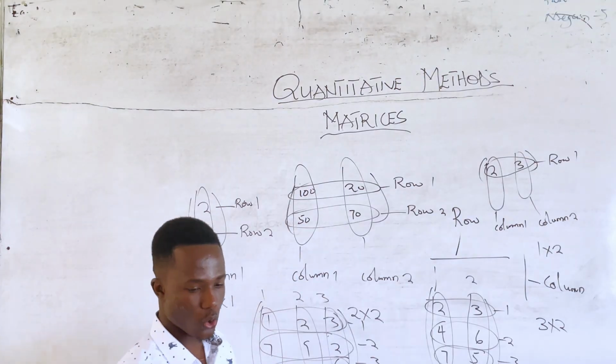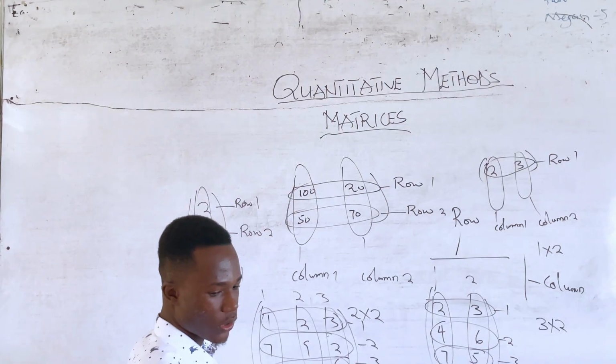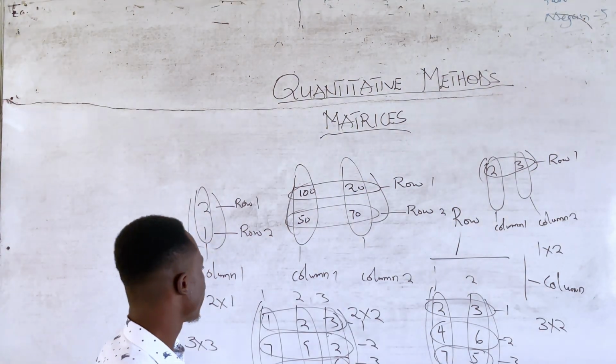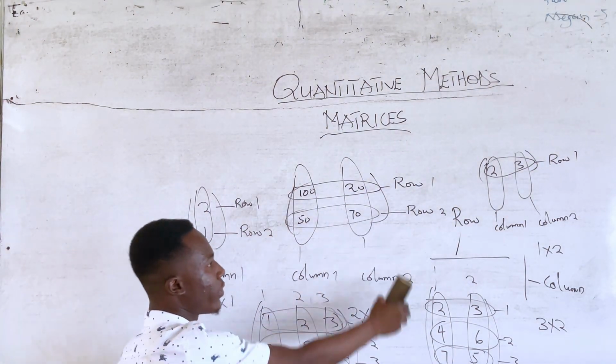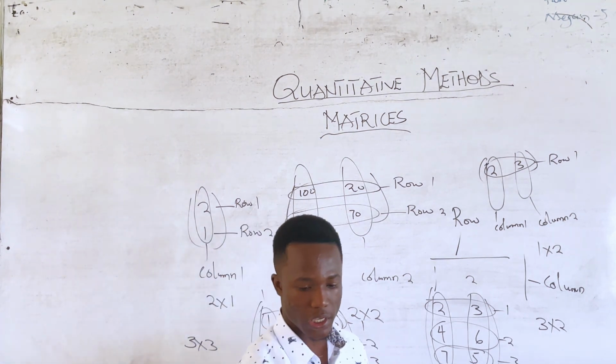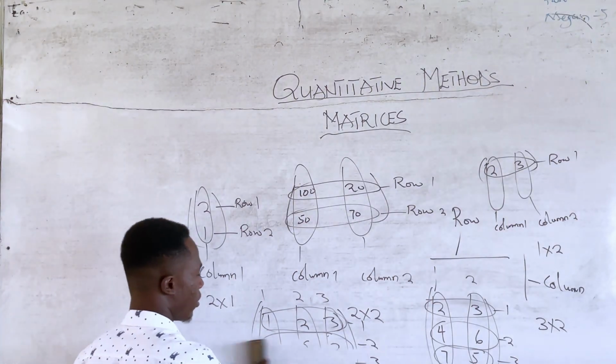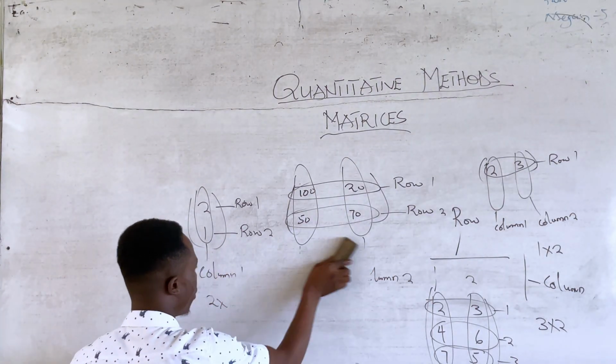Do you get it? So now let's move on to the addition and subtraction of matrices. And have it in mind, a 3 by 3 or 2 by 2 matrix is also called a square matrix. Do you get it? It's a square matrix because it has a square shape.